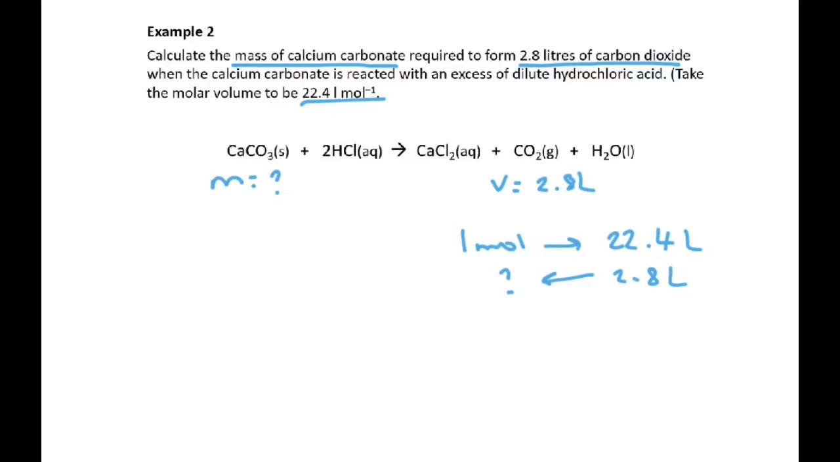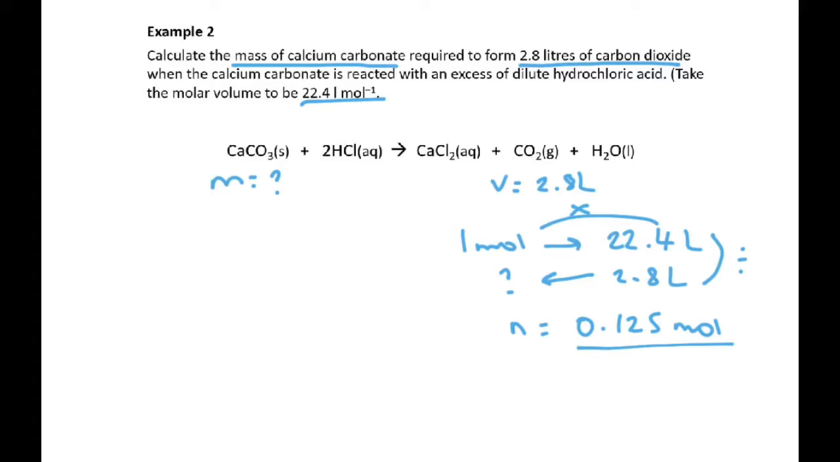So we work this out just like any other direct proportion that you'll have seen before. So divide up and multiply across. So 2.8 divided by 22.4 times 1, and that gives us our number of moles as 0.125. So that's number of moles of carbon dioxide.